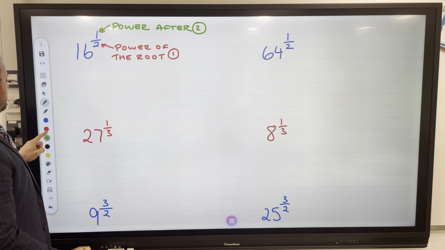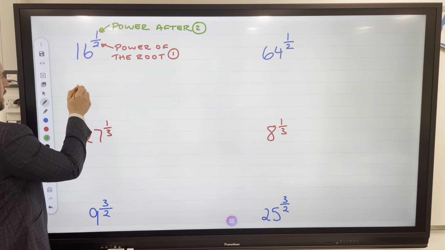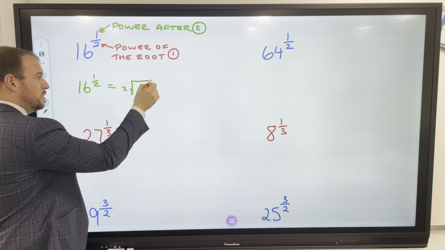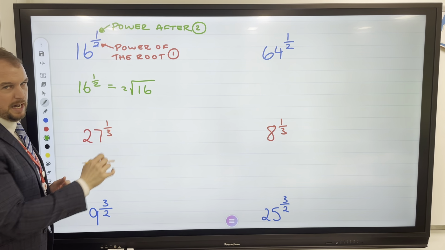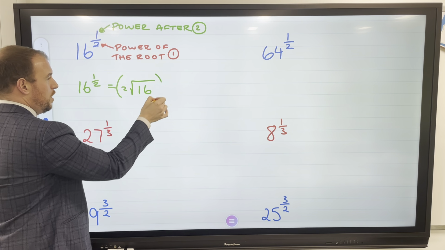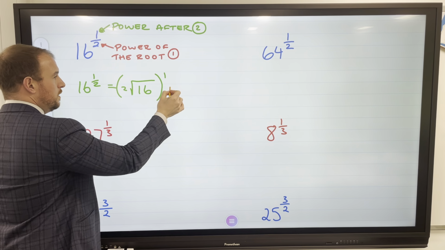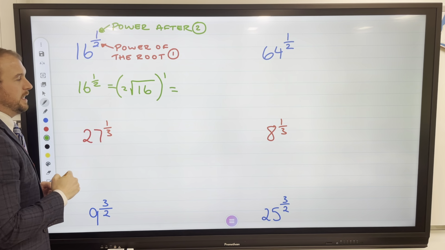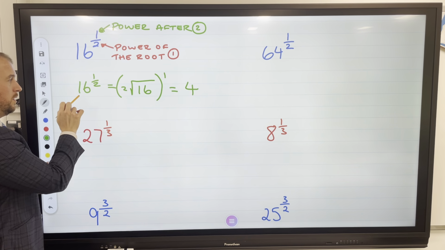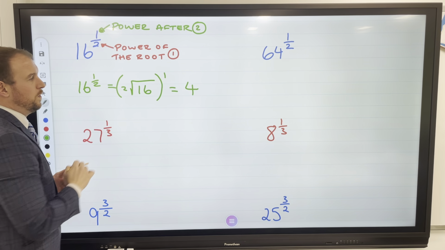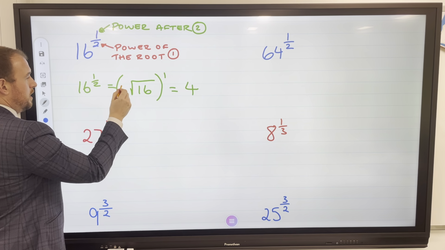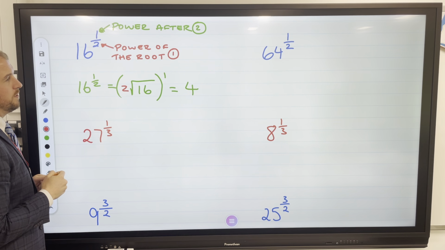Then this means, I used a green pen here, 16 to the power of a half is the same as square root of 16. Don't need to have the 2 there, but you can see where the 2s come from, to the power of 1. Now, square root of 16 is 4, to the power of 1 is 4. So the value of 16 to the power of a half is 4. So you can see here with the red, that is the power of the root.